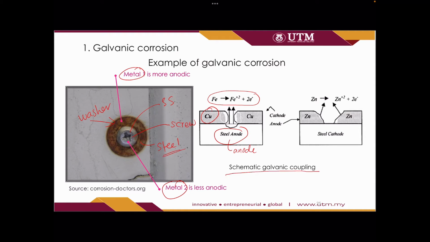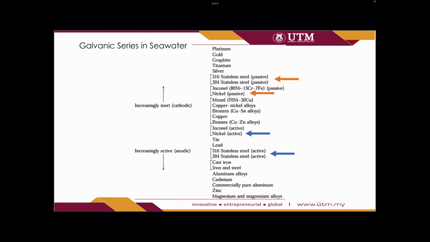This is a schematic of galvanic coupling. If we have steel but we couple it with zinc, which is more anodic, more active, zinc will turn itself into the anode and be oxidized. It will corrode and form zinc oxide. So steel will not corrode, and when they couple together, steel will become the cathode. This is how we protect the steel structure. This is what happens during galvanic coupling.